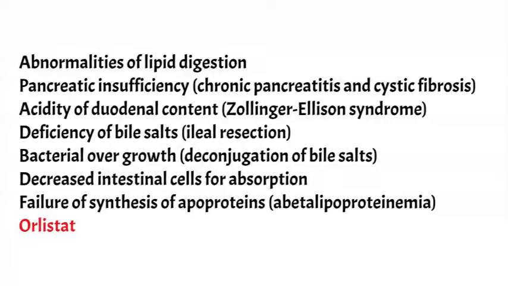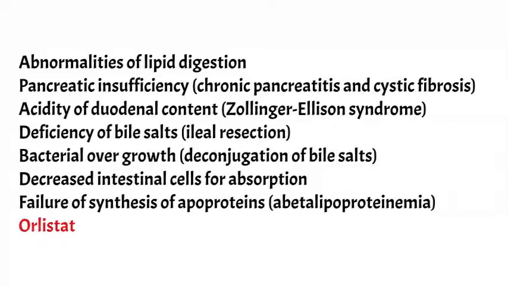First, pancreatic insufficiency, things like chronic pancreatitis or cystic fibrosis. Alterations in the acidity of the duodenal content, like Zollinger-Ellison syndrome, may cause abnormalities of digestion. If there's a deficiency of bile salts, like an ileal resection, bacterial overgrowth can lead to deconjugation of the bile salts. We can see decreased intestinal cell presence for absorption of lipids.